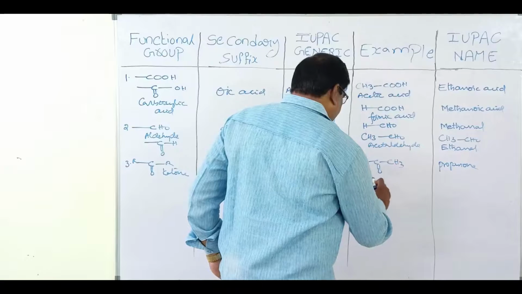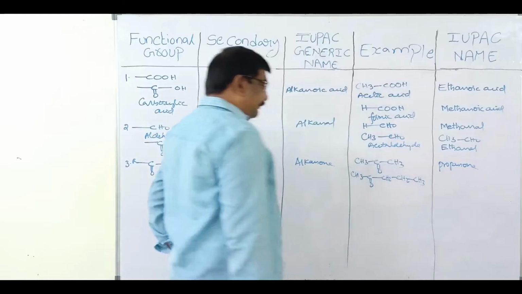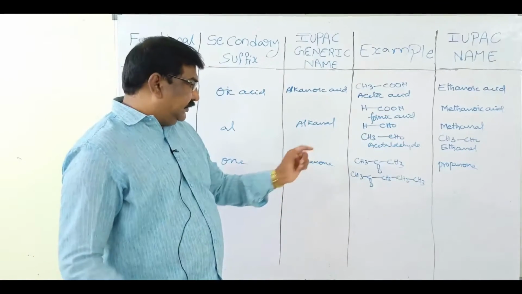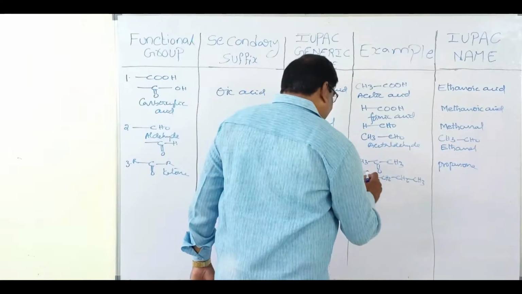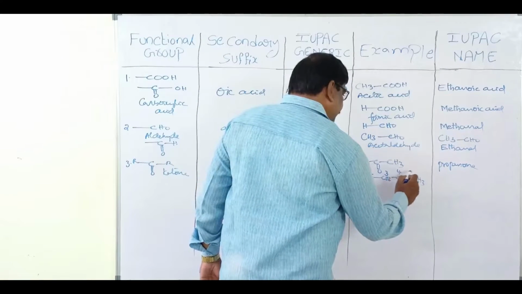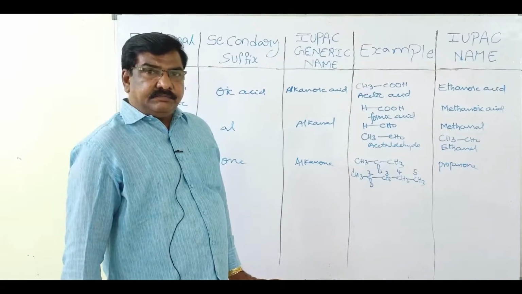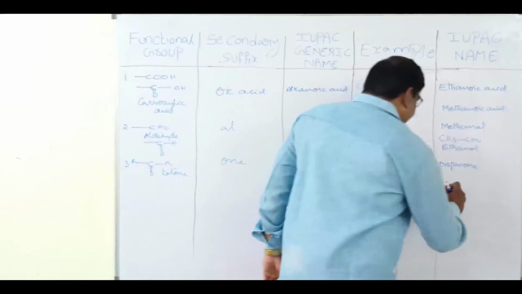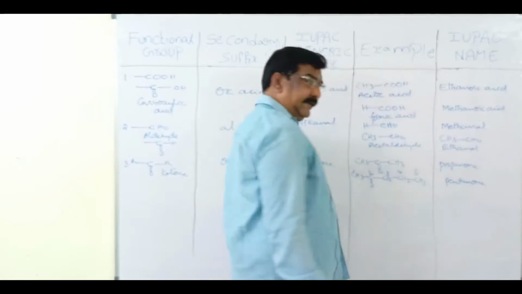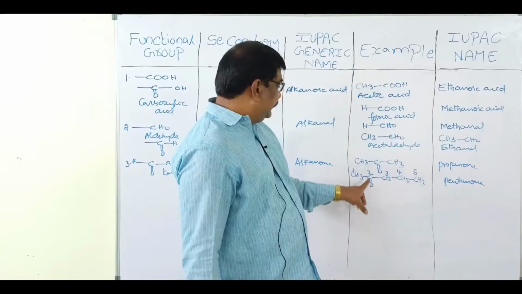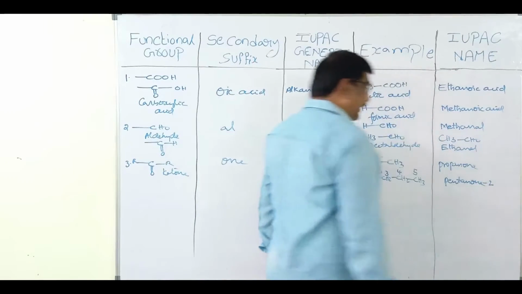Suppose the C double bond O is present in a 5 carbon chain, then you have to give the numbering. Numbering may be given from left to right or right to left such that C double bond O should get the least number. There are 5 carbons, called pentane. E is replaced by one, pentanone. C double bond O is present on the second carbon. It is called pentanone 2.